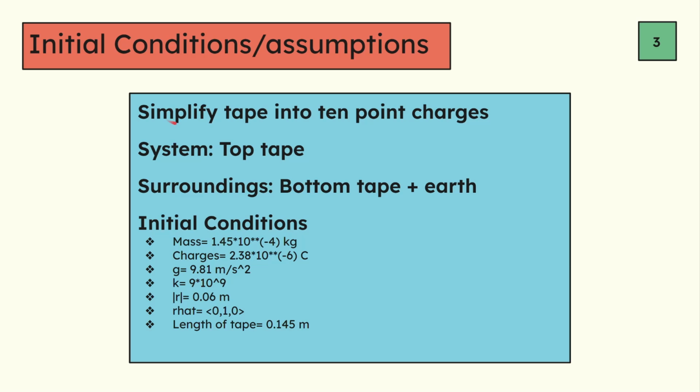The initial conditions and assumptions. The assumption we made was to simplify the tape into 10 point charges. In reality, it's millions of point charges or more. The system was the top tape, and the surroundings were the bottom tape and the Earth.